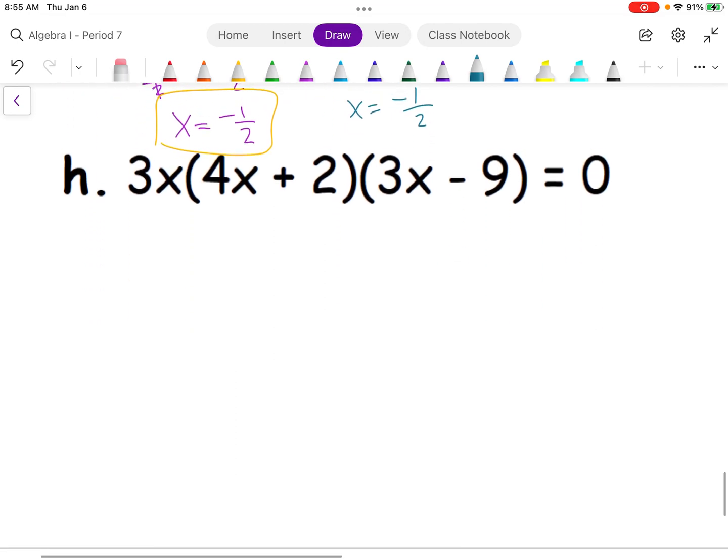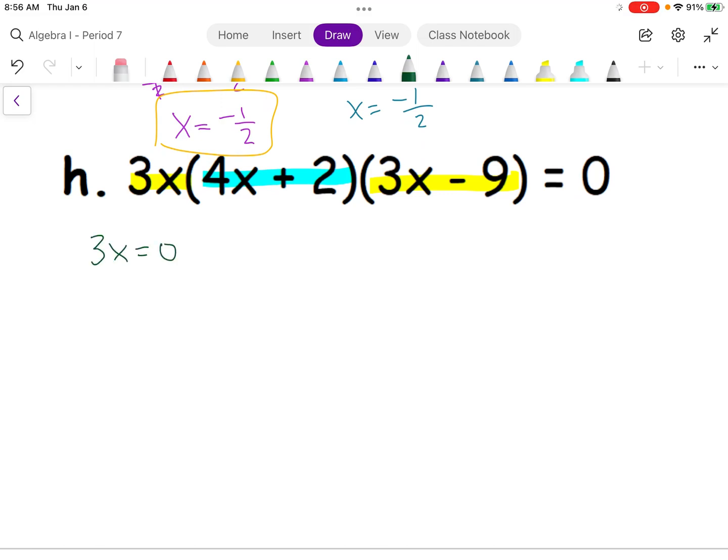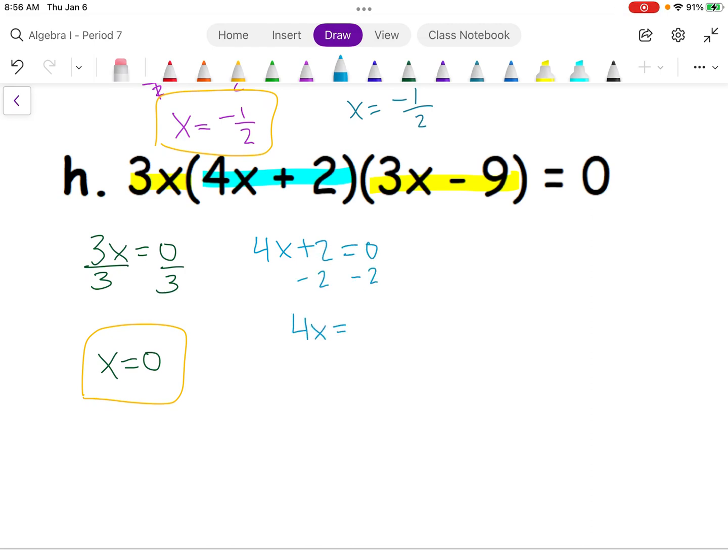And then letter H, we have 3x times 4x plus 2 times 3x minus 9 equals 0. So we have 1, 2, 3 factors. So since we have 3 factors, we're going to have 3 solutions here. We have the solution where 3x equals 0, in which case we can divide by 3, and we see that x equals 0 would make this equation true. Then we have our second factor, 4x plus 2 equals 0. Well, we can use our inverse operations, right, to subtract 2, and then we'll divide by 4. And we see that x equals negative half. That's the second number that can make this equation true.